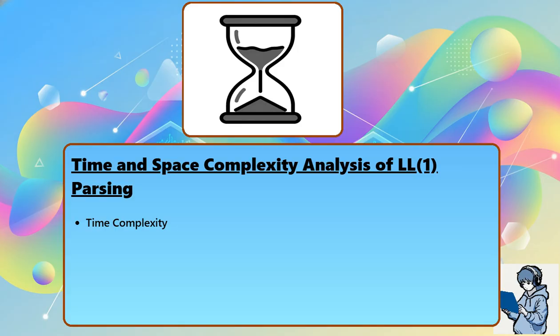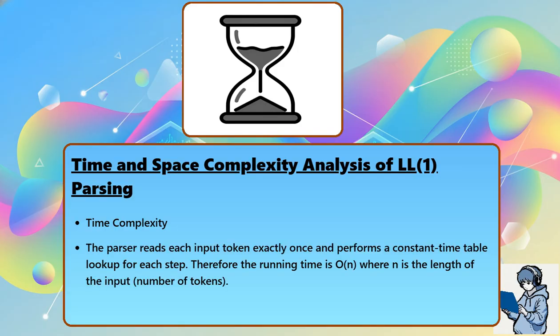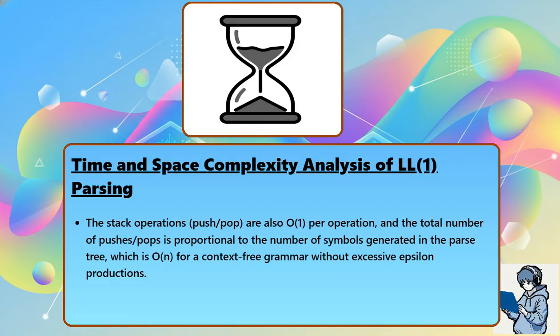Time complexity. The parser reads each input token exactly once and performs a constant time table lookup for each step. Therefore, the running time is O(n), where n is the length of the input, the number of tokens. The stack operations, push and pop, are also O(1) per operation, and the total number of pushes and pops is proportional to the number of symbols generated in the parse tree, which is O(n) for a context-free grammar without excessive epsilon productions.